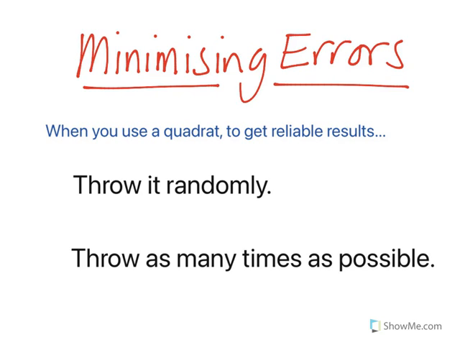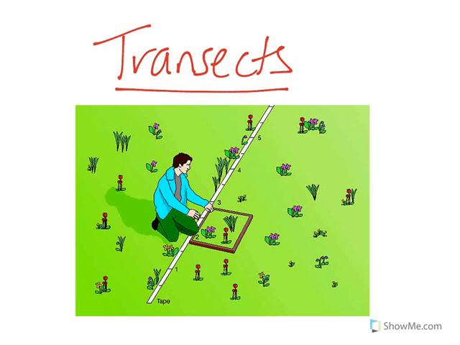Now, in order to minimize errors when using a quadrat, you have to make sure you throw it randomly and throw it as many times as possible. Another way of using a quadrat is by doing a transect survey, and that's looking at the changes in organisms from one habitat to another. Now, instead of throwing the quadrat randomly, you place it at regular intervals and count the number of organisms inside each quadrat as you move from one area to another.